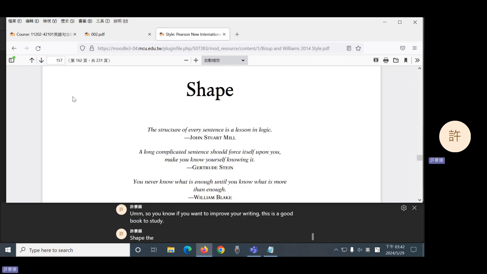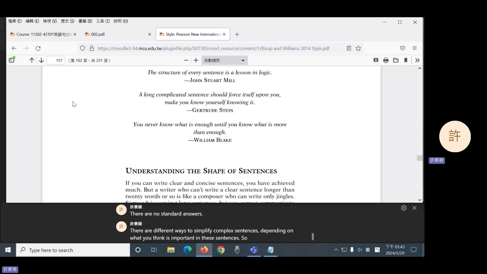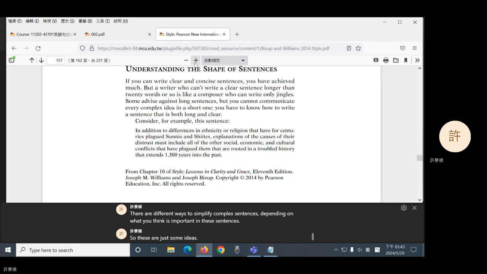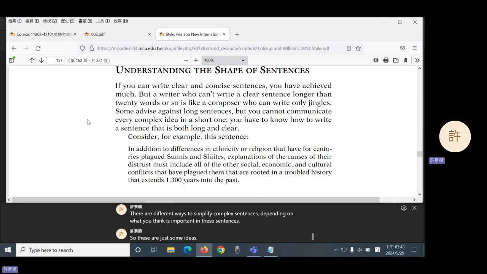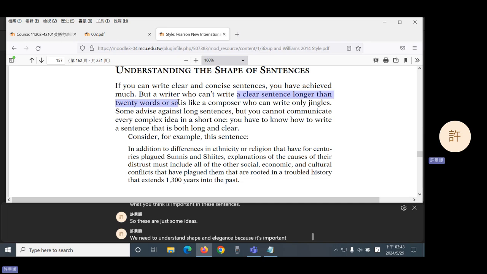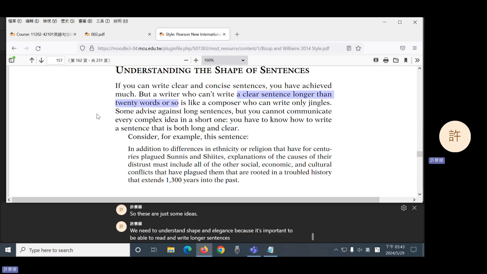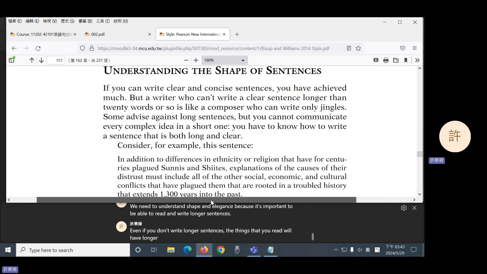Shape, the shape of a long sentence. I'm just going to say right now that in this unit, we're going to spend 2 weeks. There are no standard answers. There are different ways to simplify complex sentences depending on what you think is important in these sentences. So these are just some ideas. We need to understand shape and elegance because it's important to be able to read and write longer sentences. Even if you don't write longer sentences, the things that you read will have longer sentences, so you should be able to understand them.